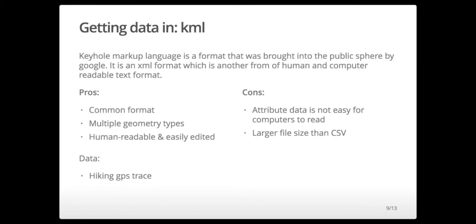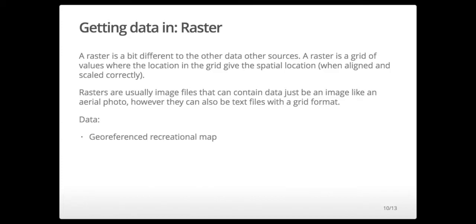And again, it has a slightly larger file size than CSV. And then raster. Like I said, raster is quite often an image, but it can also be gridded data values. So sometimes if you want to show temperature across all of a country, you'll actually have a gridded data value where your position in that matrix gives you your spatial location, provided it's all overlaid correctly. So raster files can be really helpful.